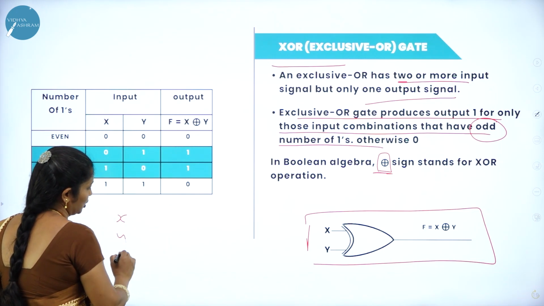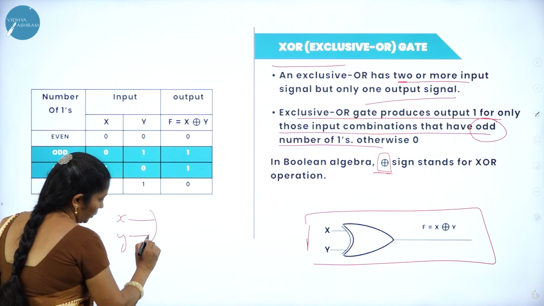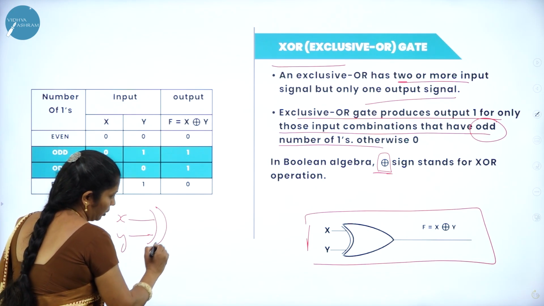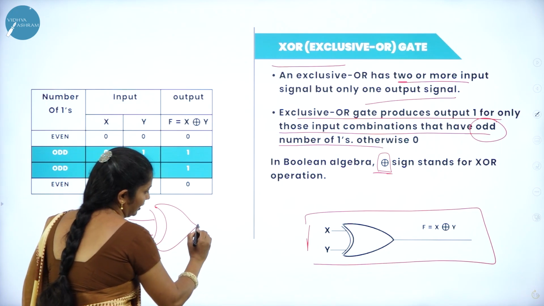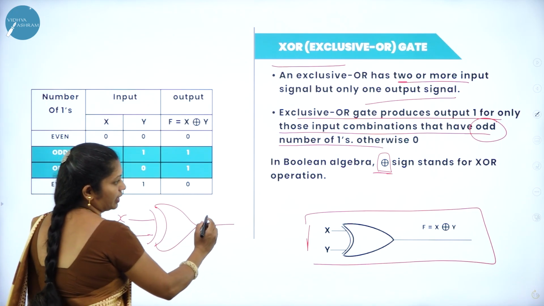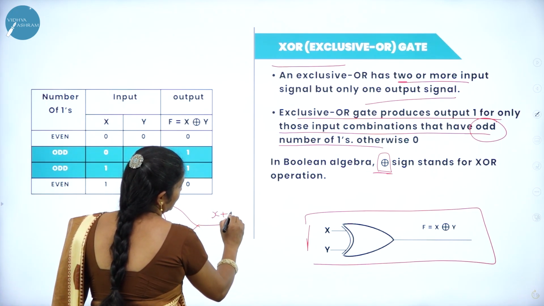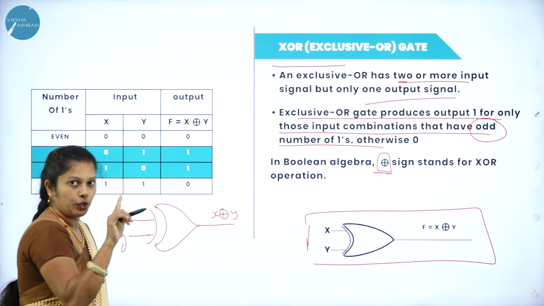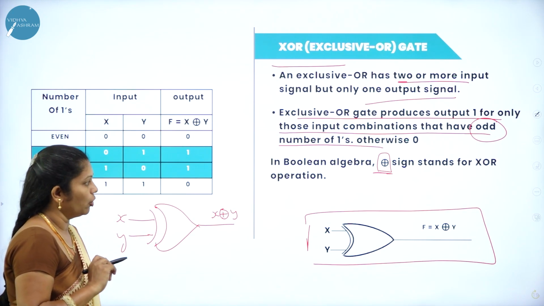Consider this is X and this is Y. 2 inputs, write down one reverse C shape. Then leave some space in between, one more reverse C shape and then connect this. Then output becomes X plus Y. For plus, you write one circle. This is the operator we are using to represent exclusive OR gate.